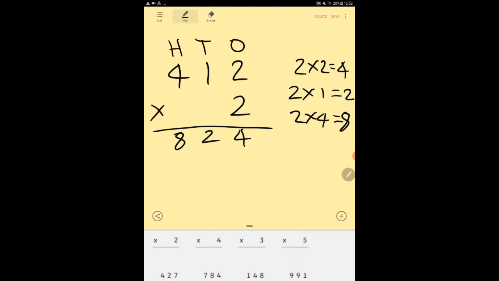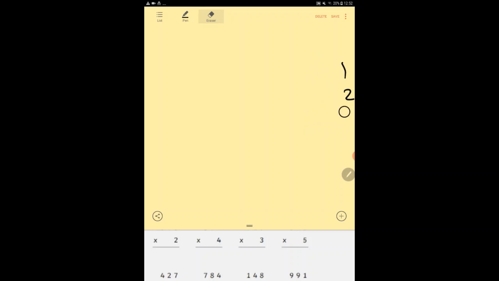Okay, but sometimes it might not be as straightforward as that. Sometimes you have to exchange, and we're going to do a quick question where you have to exchange. I'm going to show you how to do that. So let's say we have 346 times by 5.